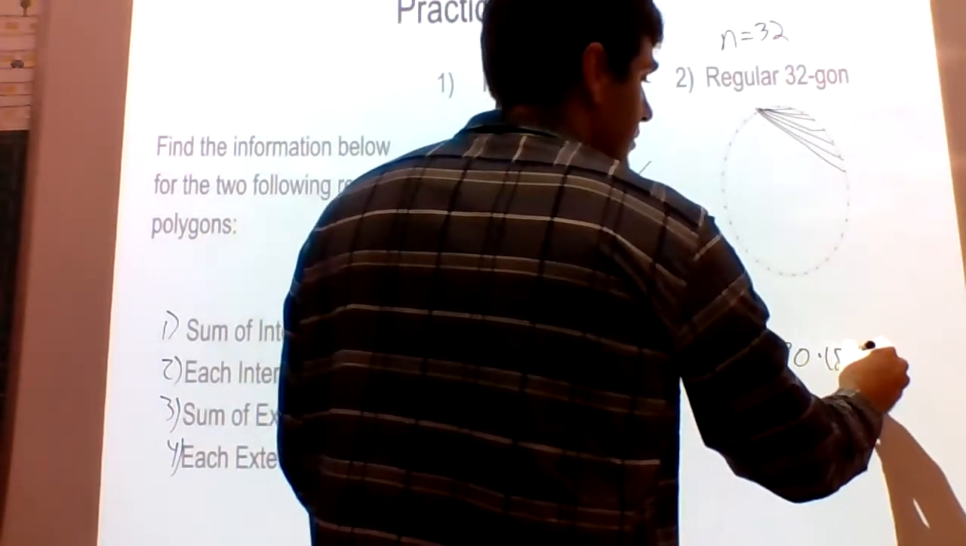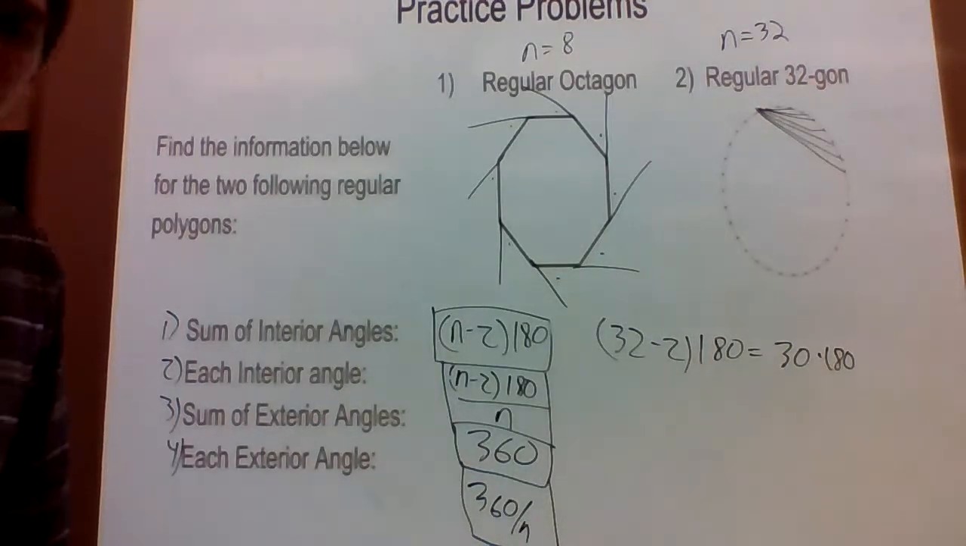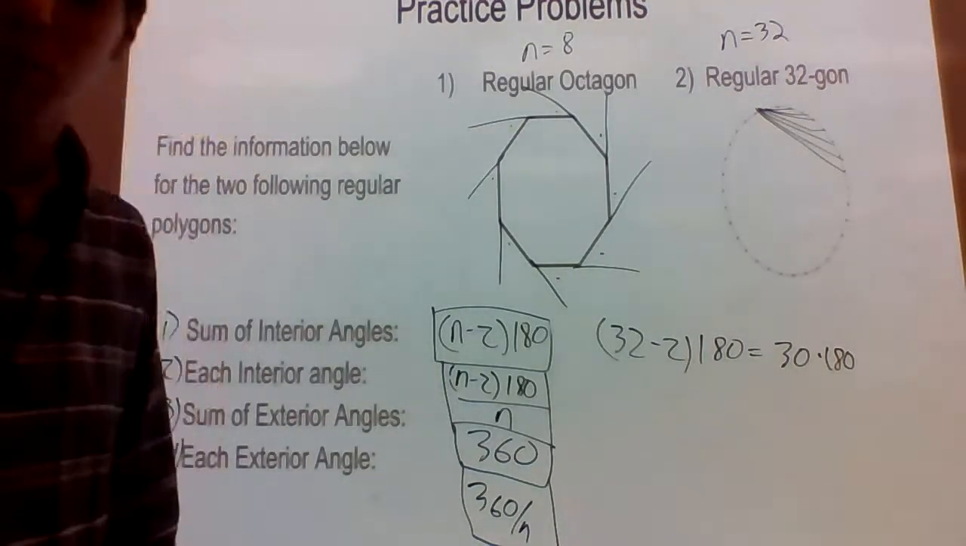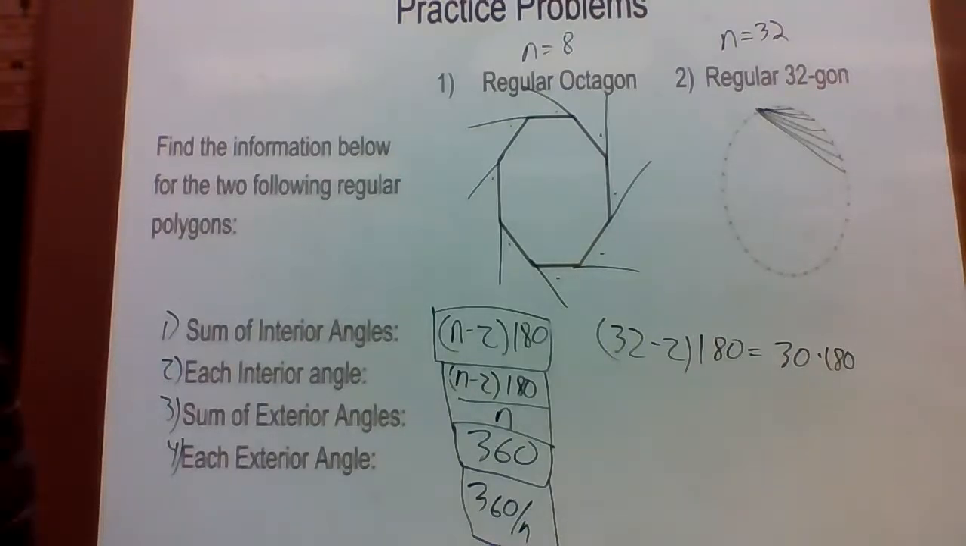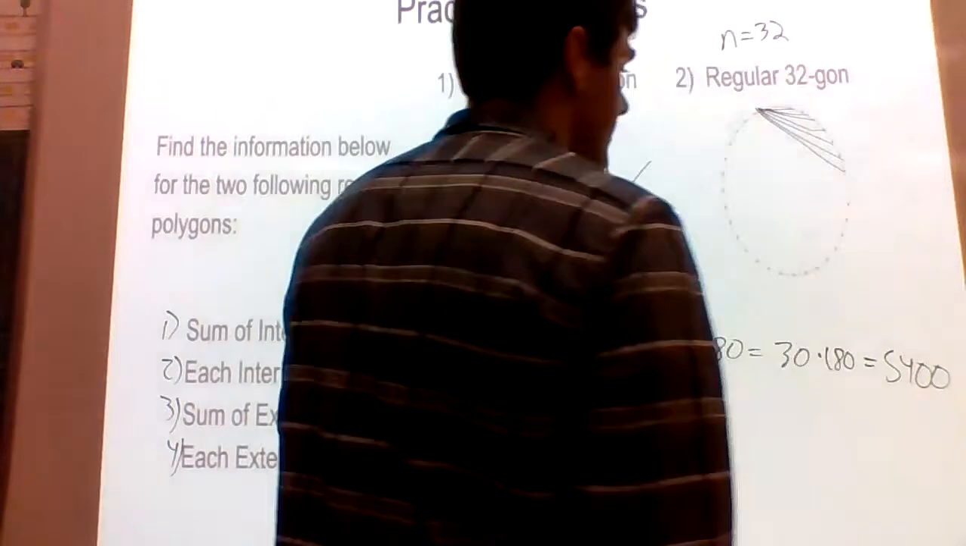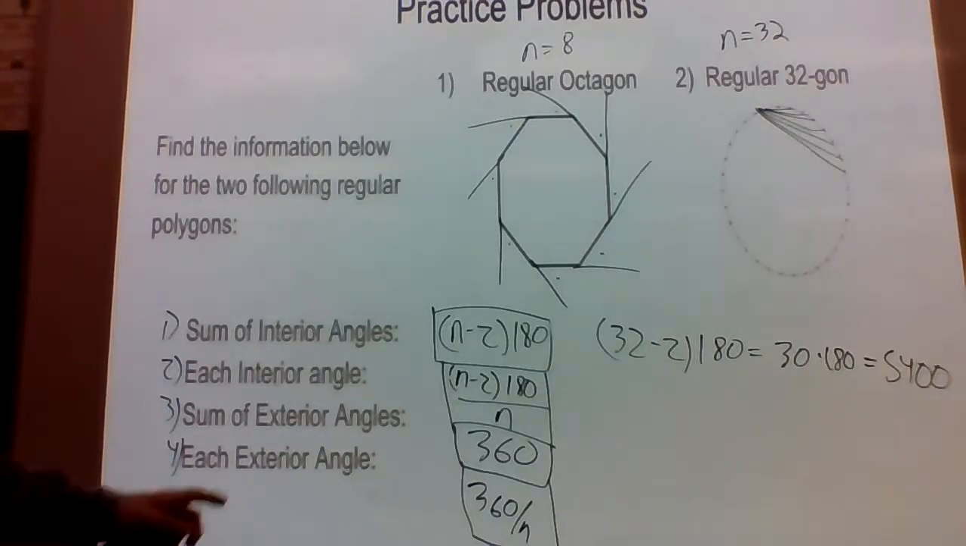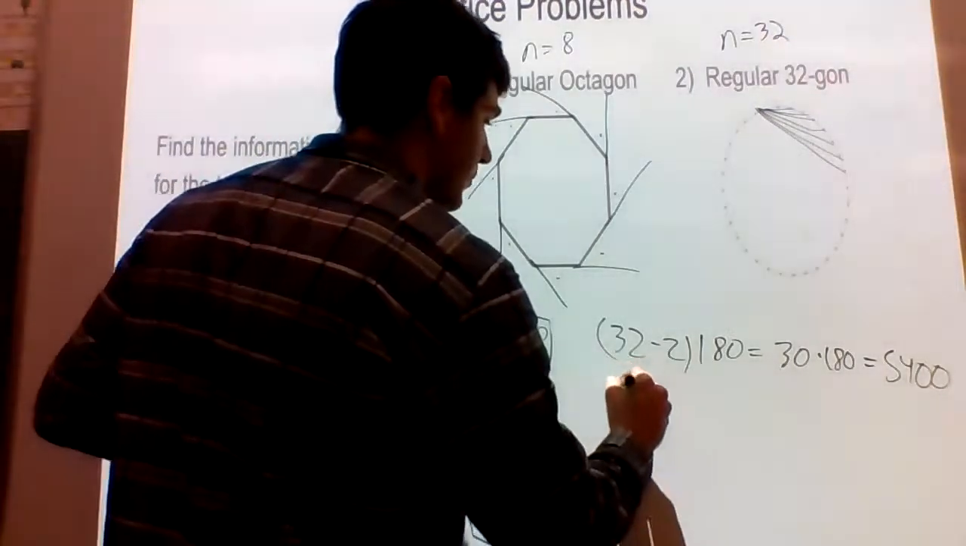180 represents the sum of each of the angles in each triangle. So we have 30 times 180, which I believe is 5,400. 3 times 18 is 54. Add on the 2 zeros. 5,400 is the sum of the interior angles.